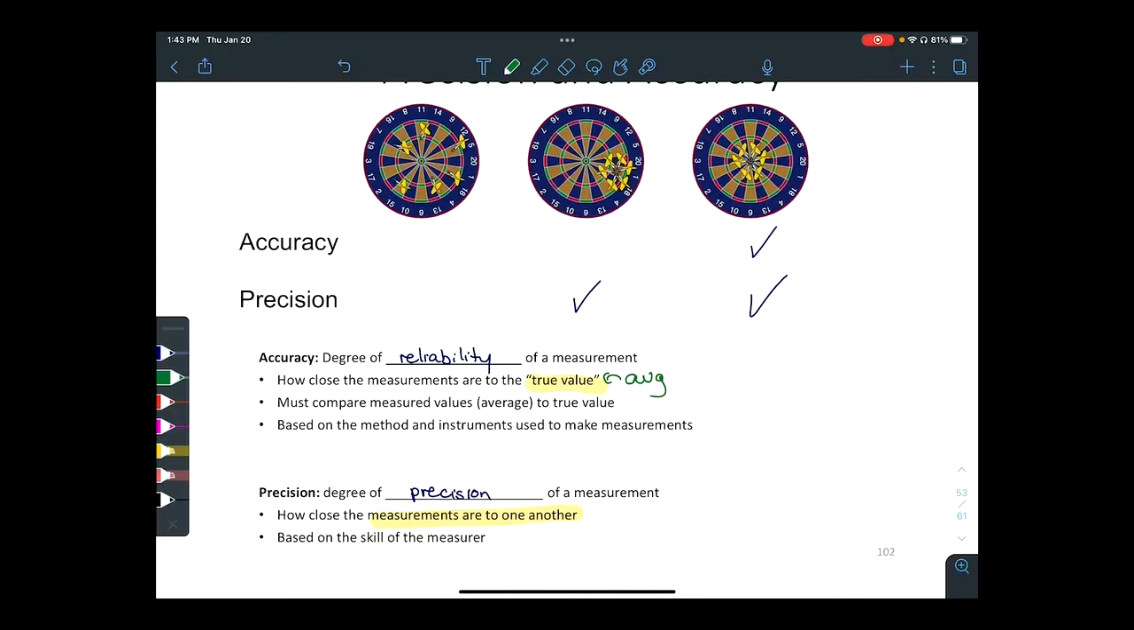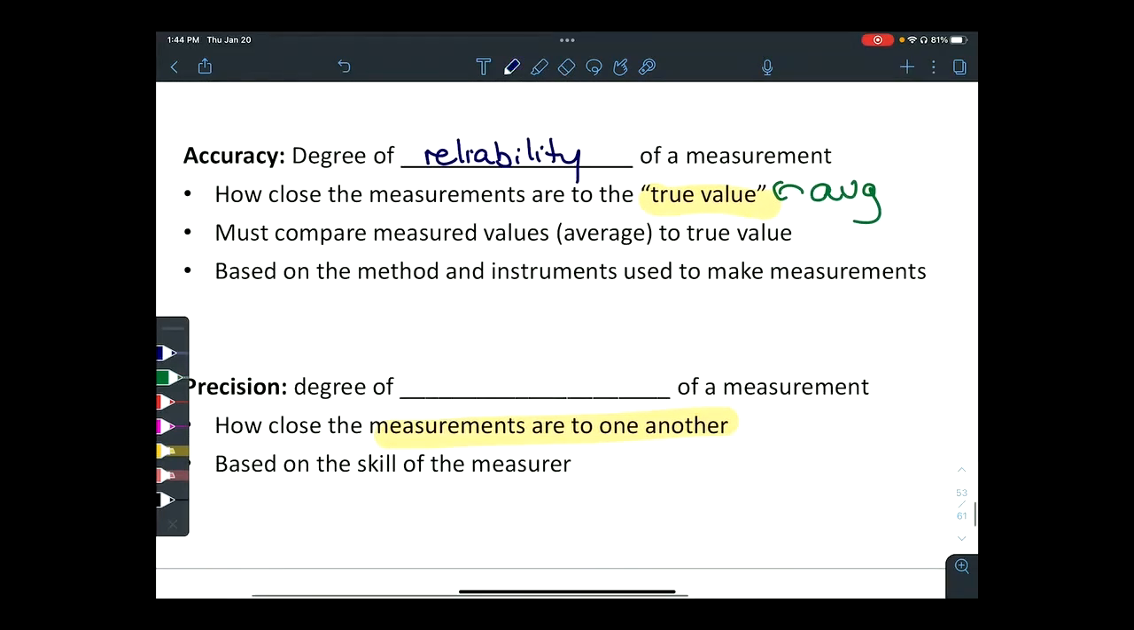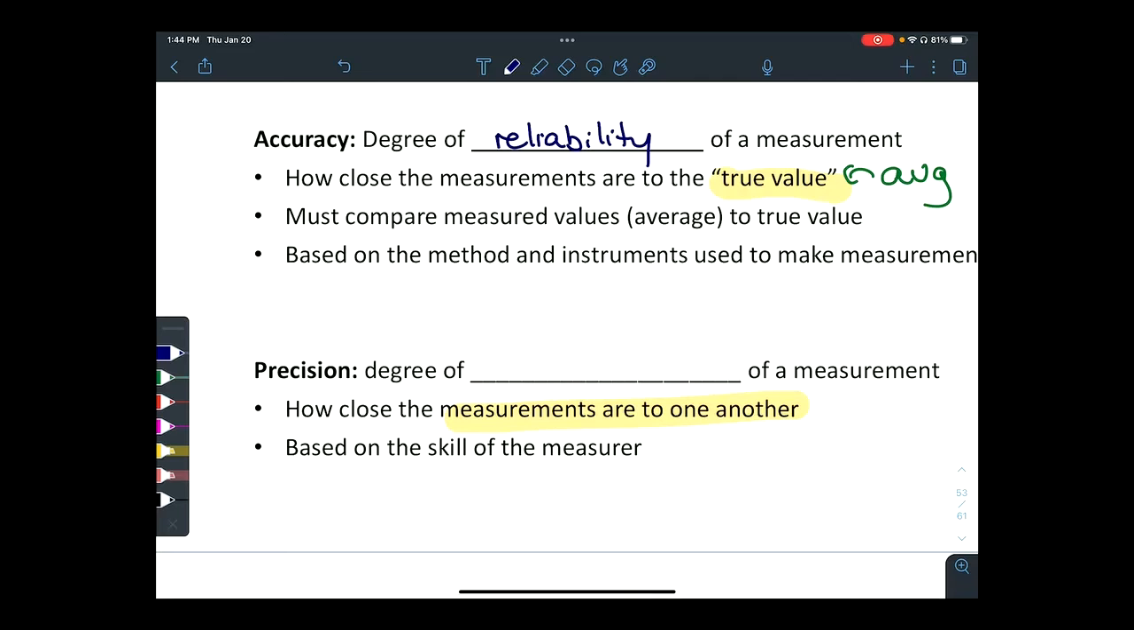Precision is different, and I feel like some folks use these terms interchangeably oftentimes. Precision, why did I write precision twice? Does anyone know what the word here should be? The answer in this blank should be reproducibility. There might be a better synonym for it. Consistency is a better word, yes. If you can make consistent marks in the same place, that is your precision.